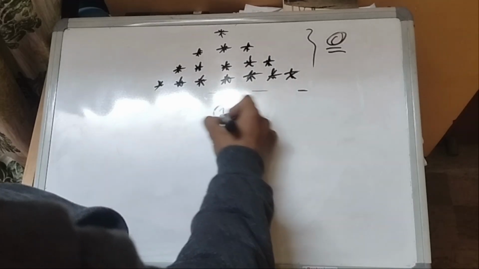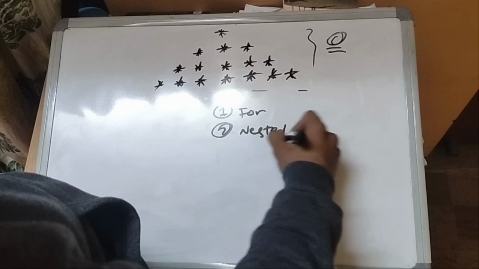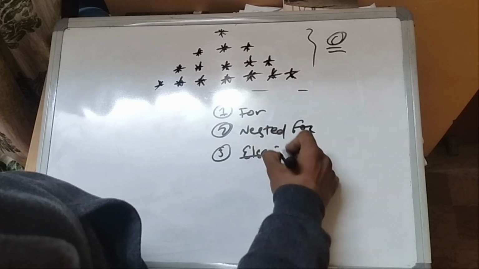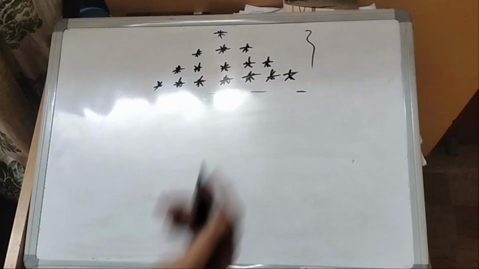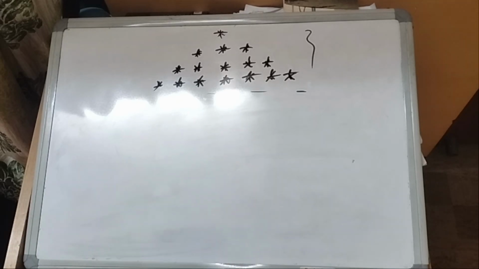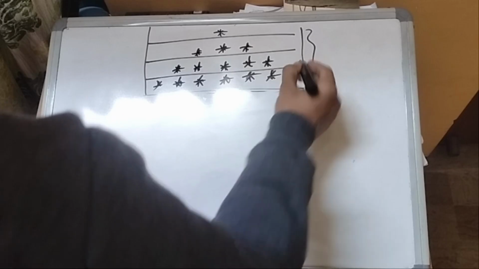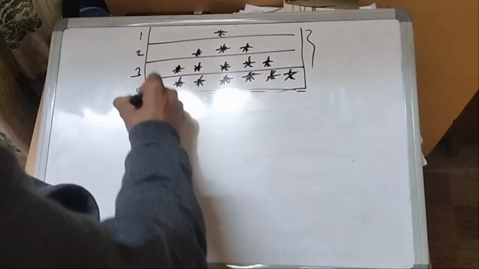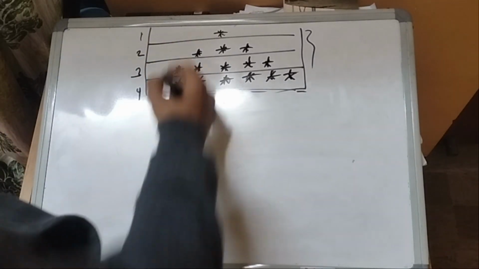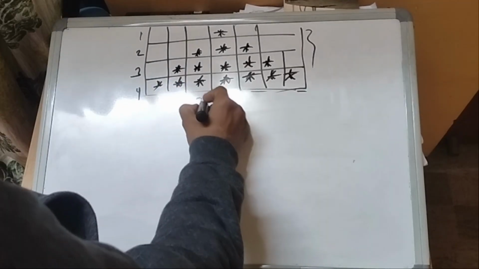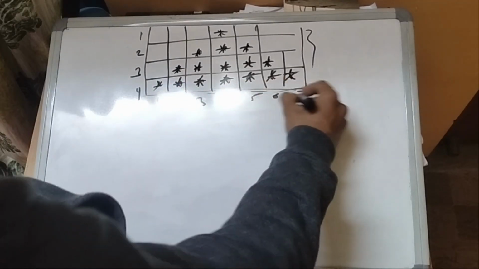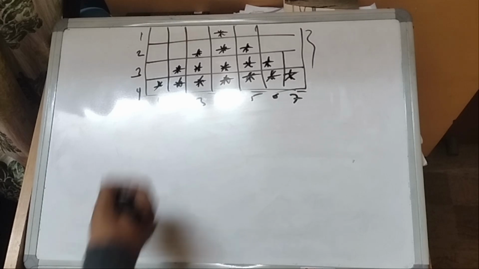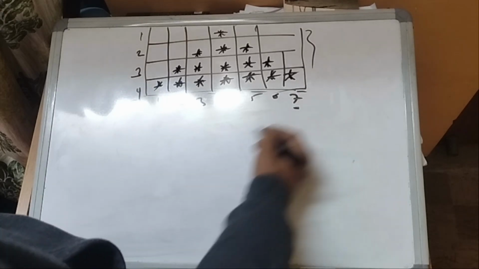To learn this, you would require for loop, nested for loop, and if and else if condition. To create this pattern, first of all, you need to understand this pattern. So I'm counting the rows, that is 1, 2, 3, and 4. And now let's count the columns, that is 1, 2, 3, 4, 5, 6, 7 columns. So we have 4 rows and 7 columns.